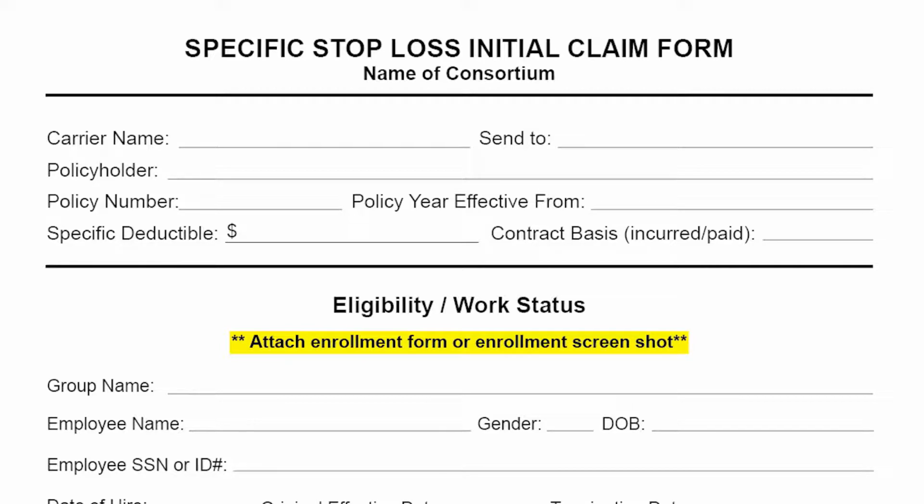At the top of the claim form, it will list the specific Benecon consortium. Next, you will see the carrier name, send to, policyholder, policy number, policy year effective from, specific deductible, and contract basis, incurred/paid. You will not need to fill out this section. It will be filled out when you receive the form.